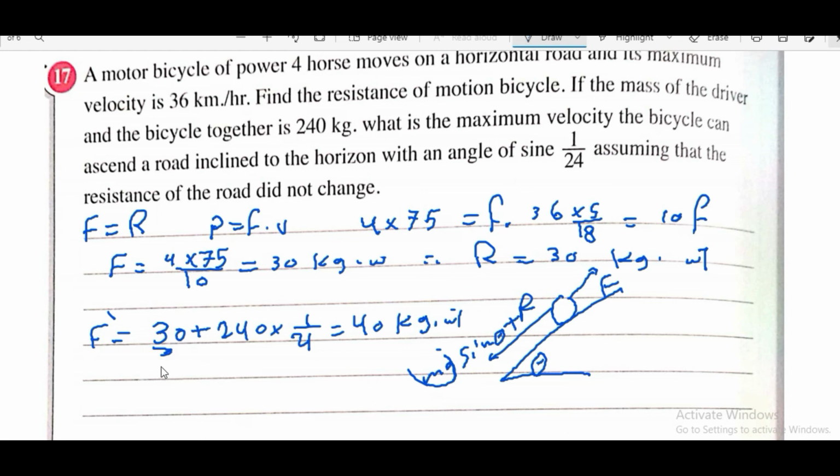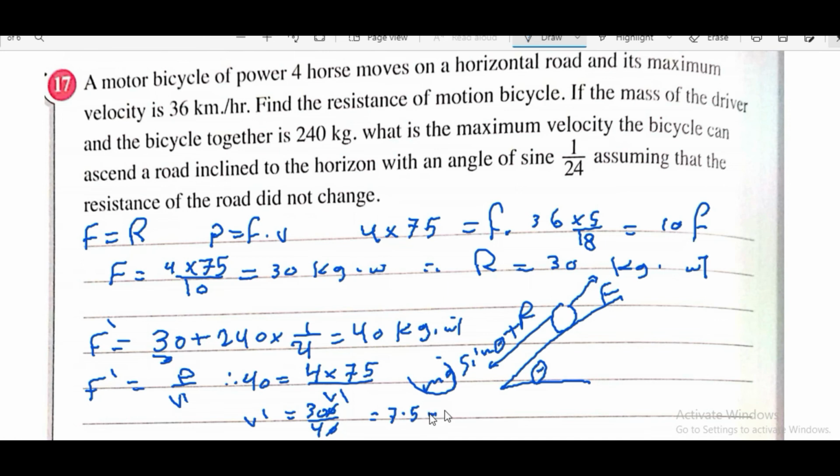Therefore F dash equals the power divided by V dash. Therefore F dash is 70. The force is 4 times 75, 300, divided by 40, 10 over 5, equals 27 kilometer per hour.